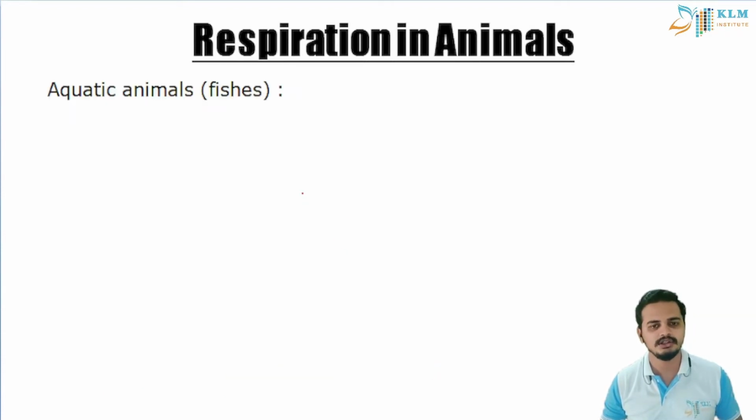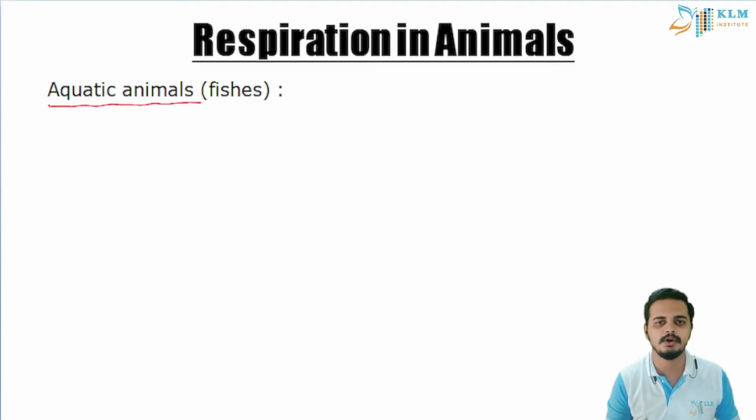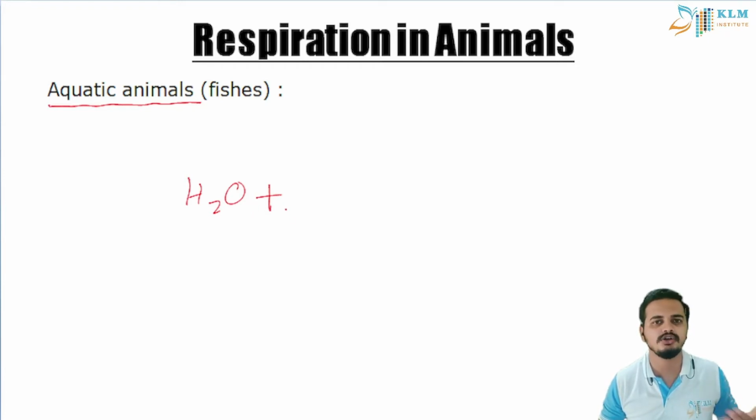So let us move on to respiration in animals. First we'll look into aquatic animals, because it is not in our atmosphere, it is inside the water. How does it respire? How does it get its oxygen? It gets its oxygen from dissolved oxygen. H2O is not just present purely inside the water. It has a lot of minerals in ponds, in rivers. Along with minerals, it has O2, that is dissolved oxygen.